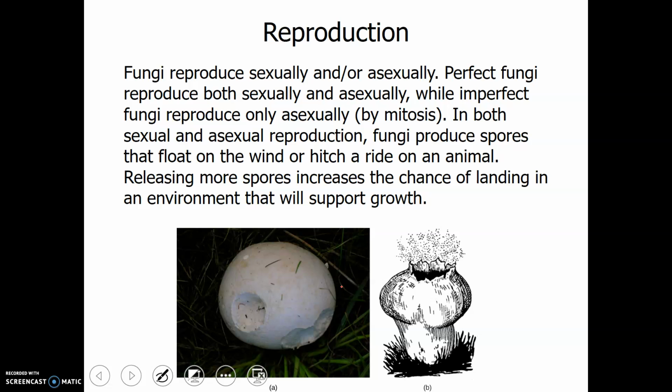All right, the reproduction of fungi is sexual and asexual. If they're perfect fungi, then they reproduce both sexually and asexually. If they're imperfect, they only reproduce asexually. In both sexual and asexual reproduction, fungi produce spores. So the reproduction is going to involve spores either way.